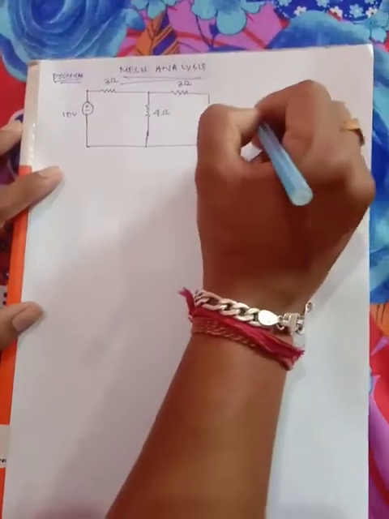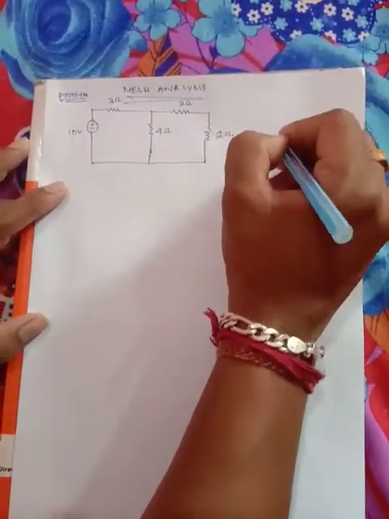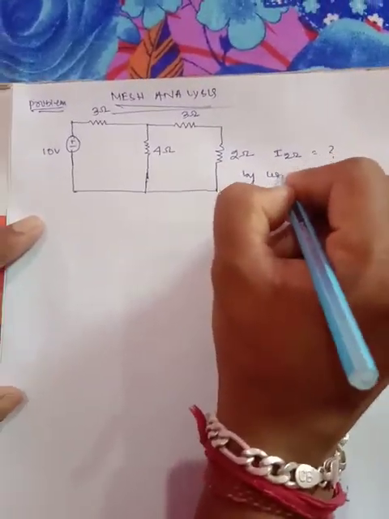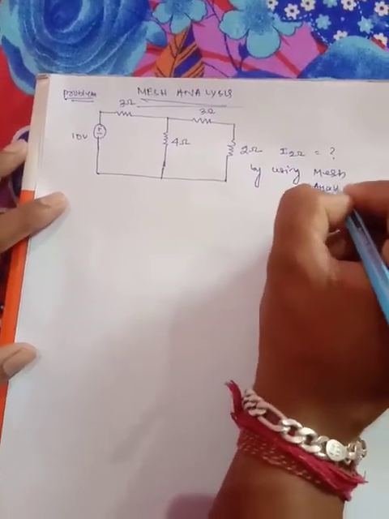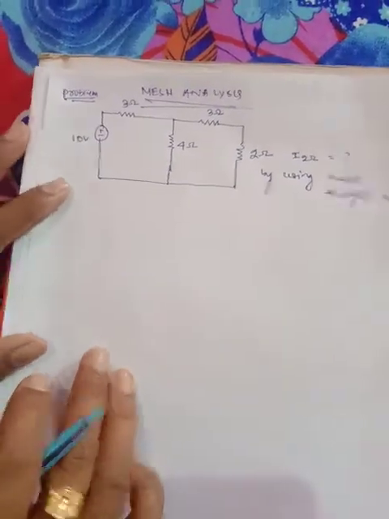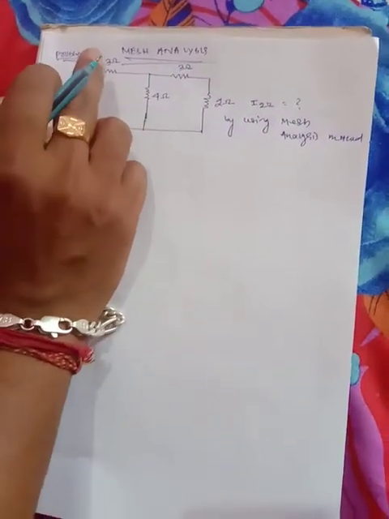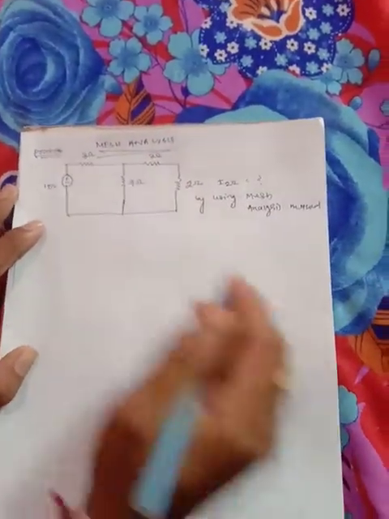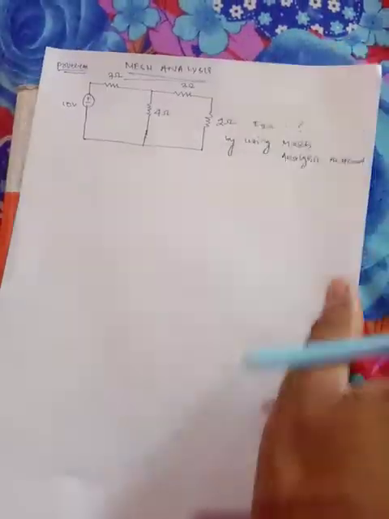So here is the question: find out the current across 2 ohm by using the mesh analysis method. So a 10 volt battery source, and here the resistances are 3 ohm, 4 ohm and 3 ohm. So apply the same process.